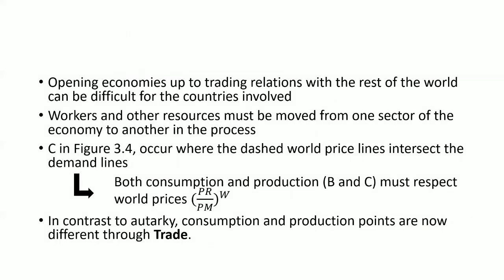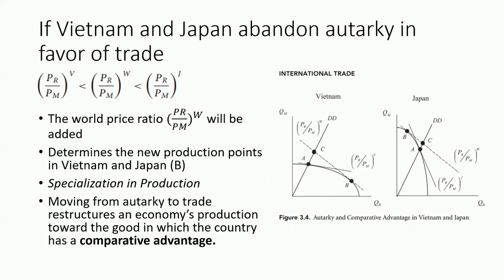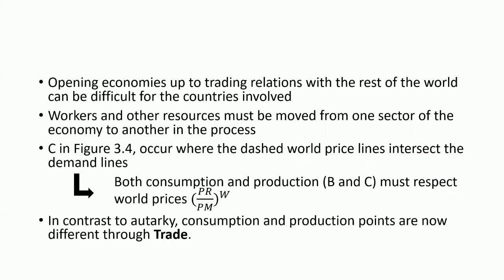This is one reason why opening economies up to trading relations with the rest of the world can be difficult for the countries involved. Workers and other resources must be moved from one sector of the economy to another in the process. If you take a look at figure 3.4, there's a point C which represents consumption. The C in figure 3.4 occurs where the dashed world price lines intersect the demand lines. Why? Because both consumption and production, labeled C and B, must respect the world prices. In contrast to autarky, consumption and production points are now driven through trade.